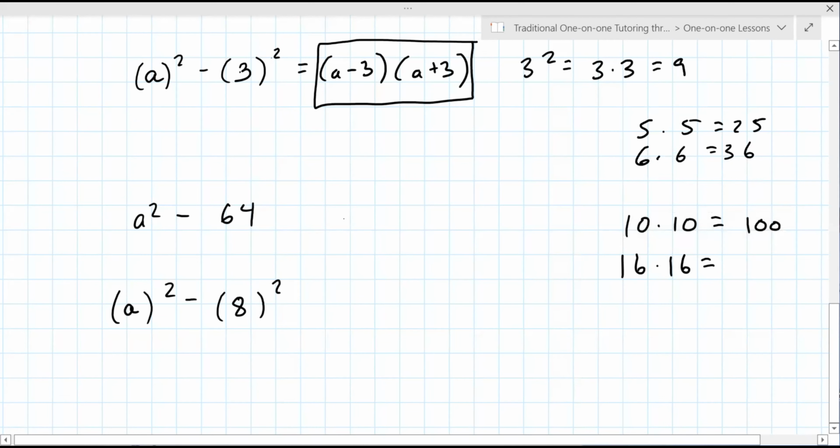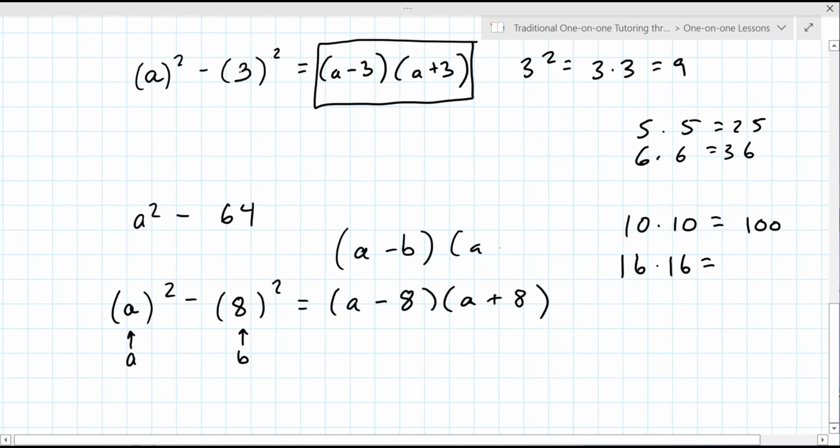Now the formula is A minus B, A plus B, but A is the thing in parentheses. So this is your A and this is your B. So what goes in parentheses? A minus 8, and then A plus 8. Why is it plus at the end? It's always A minus B, A plus B. Once you figure out your A and your B, in this case A is A and B is 8, you just write them in the formula.